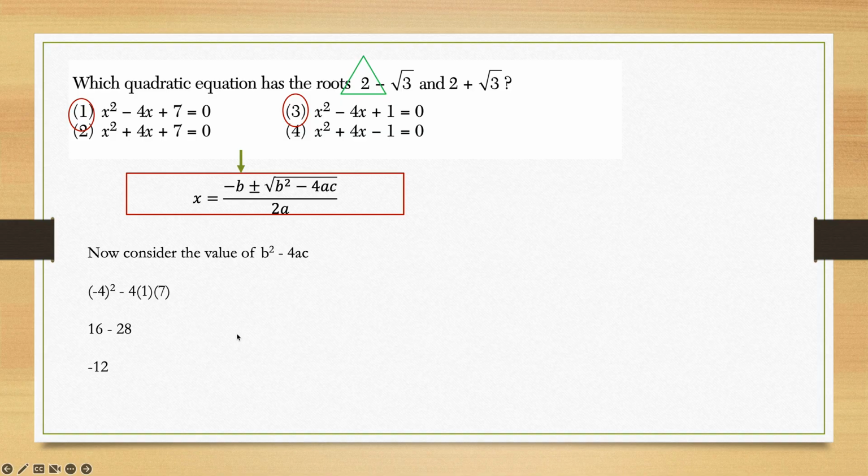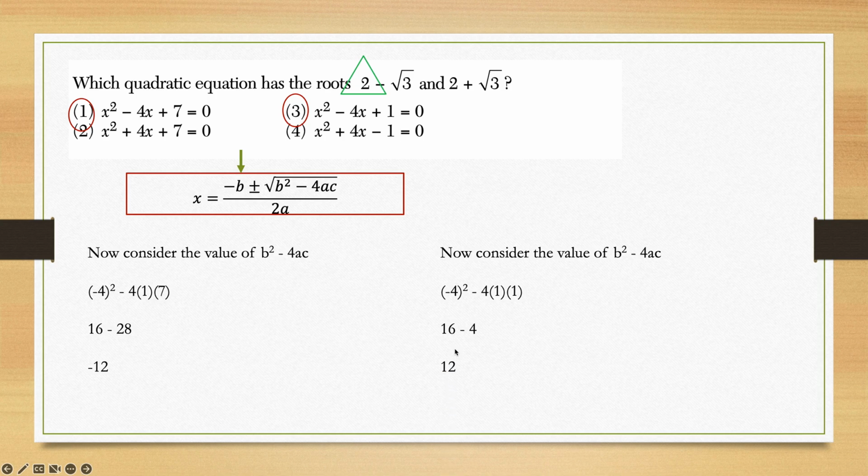If you take your calculator and type in the square root of negative 12, you're going to get error, error, error. That's actually an imaginary number, and we don't have imaginary numbers here. We have real numbers. So I don't think that's the answer. But let's go with what the other one says: negative 4 squared minus 4 times 1 times 1, which is 16 minus 4, which is 12.